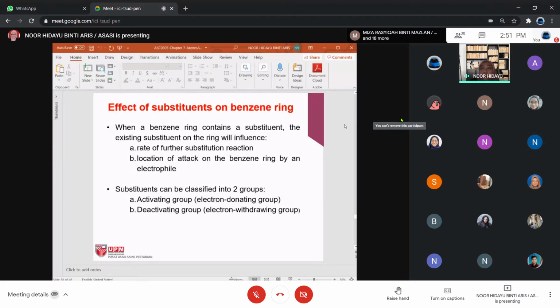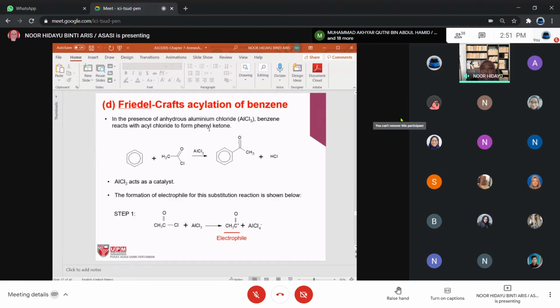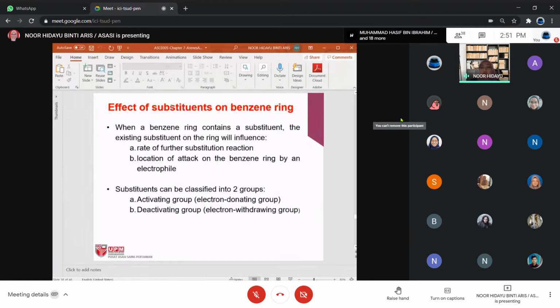Okay, let's see. Okay, the effect of substituent. Yang ini kita continue lecture. Hari tu kita dah habis sampai Friedel-Crafts alkylation. Right, so the effect of substituent on the benzene ring. Okay, we know substituent yang boleh bonded dekat benzene ada 6. Okay, dia boleh ada dekat ortho, meta, para. Okay, kiri dan kanan boleh jadi benda yang sama sebab dia symmetrical.